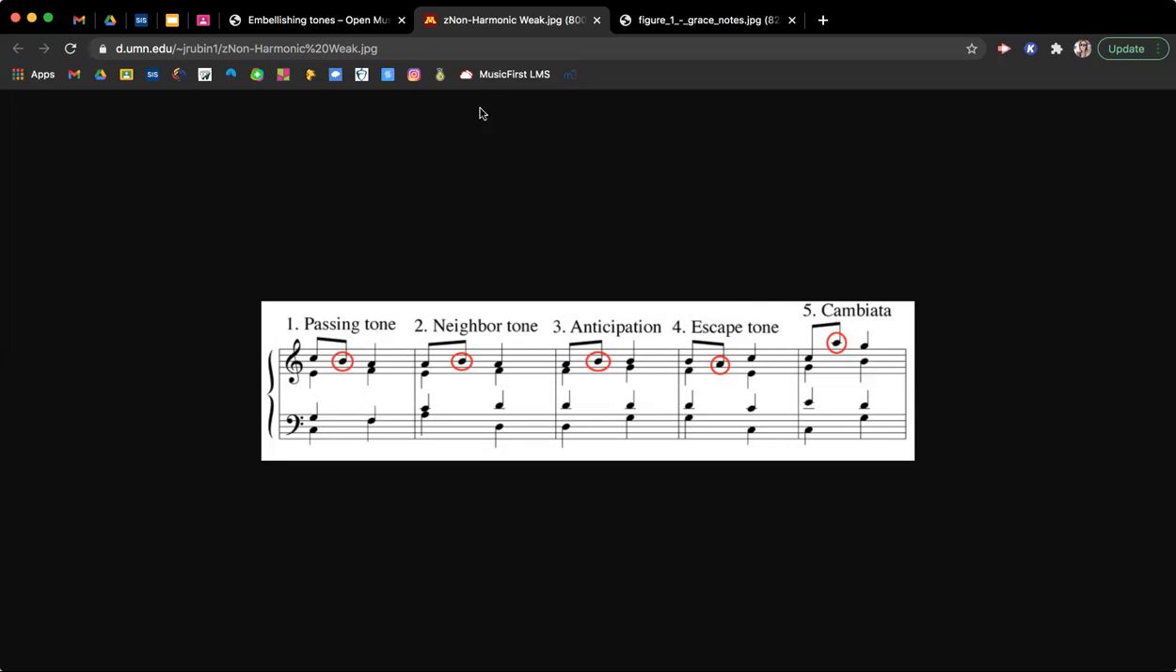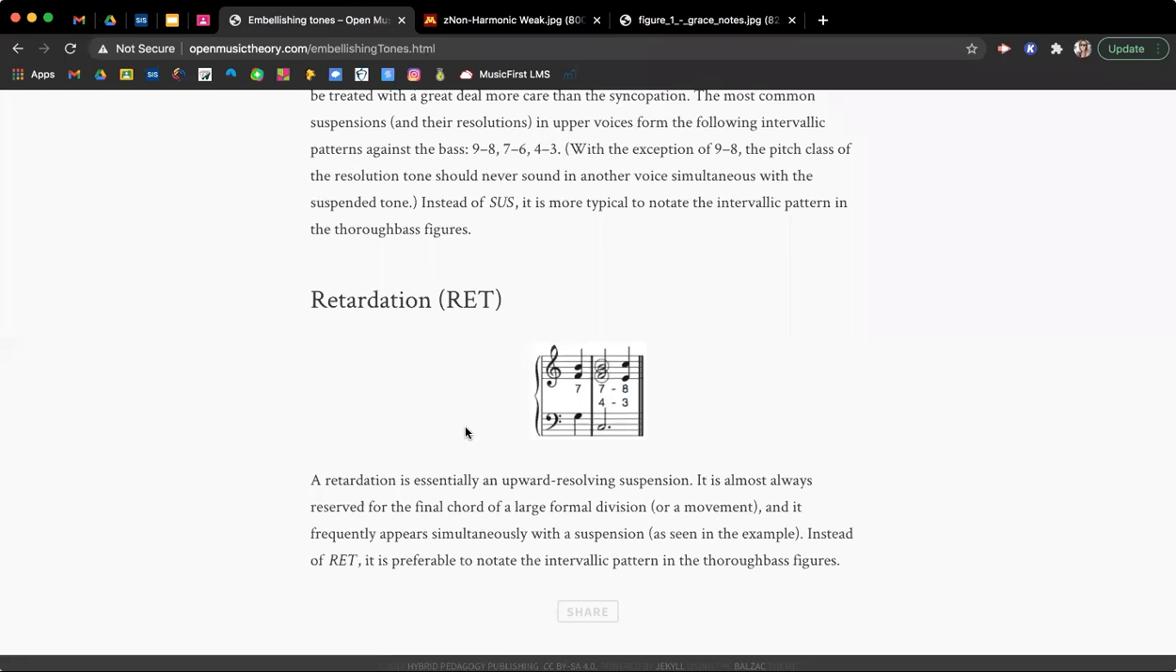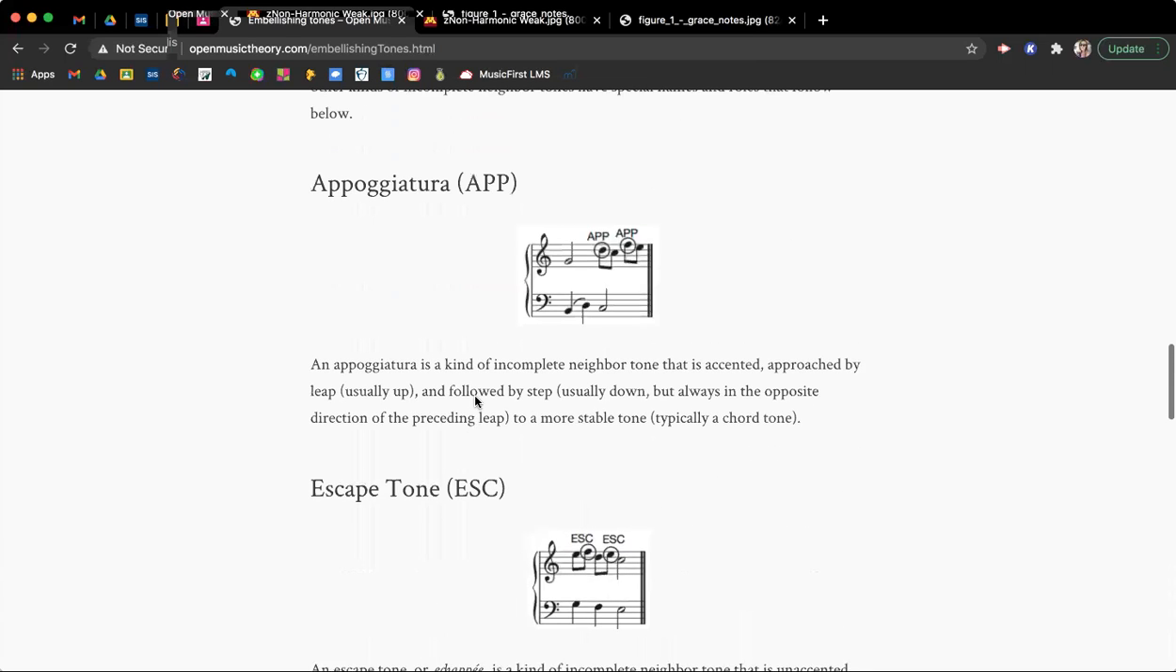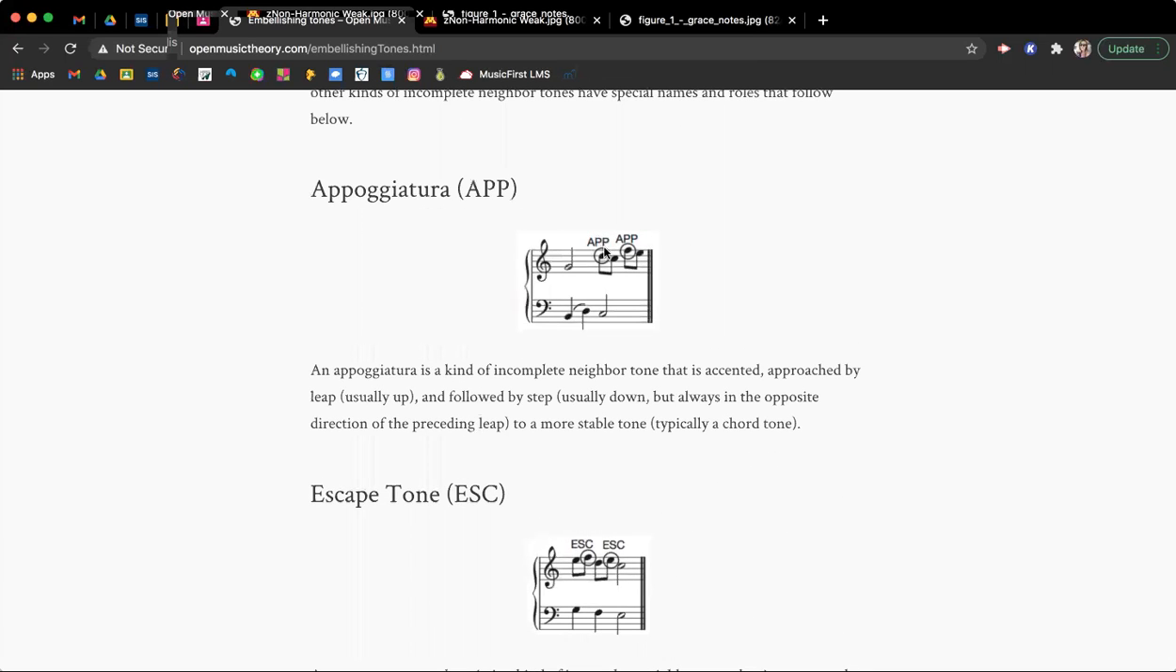Now, an appoggiatura, and how that differs, from an appoggiatura is that, let me find my appoggiatura here. An appoggiatura is usually on a strong beat.